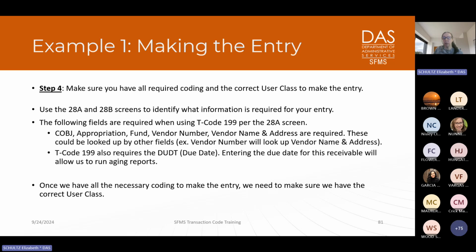So we can enter a due date for this receivable. If we want this paid within 30 days, we can then use that later in reporting to run aging reports to see, how long has this invoice been outstanding? Is it 30 days past due, 60 days past due? So T-code 199 also requires that additional field. So once we have all the coding that we're going to need to make this entry, we're going to check our user class.